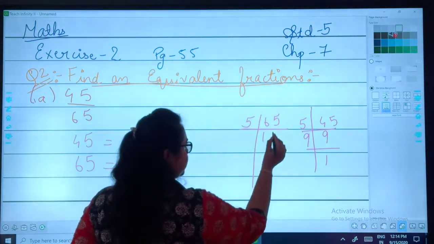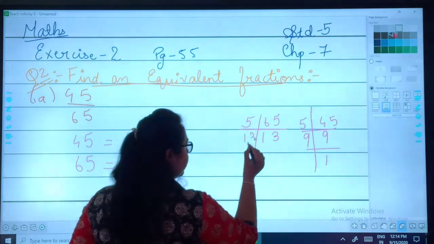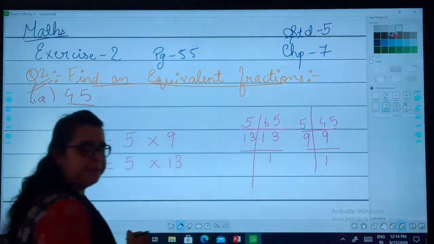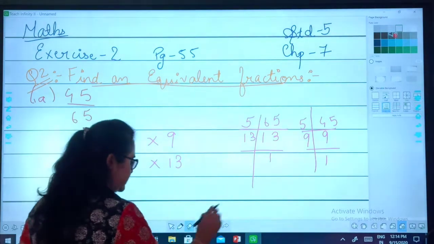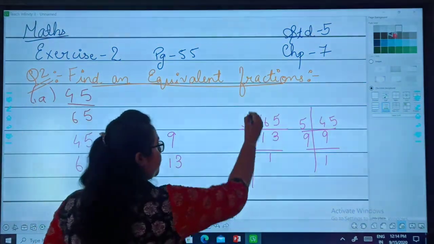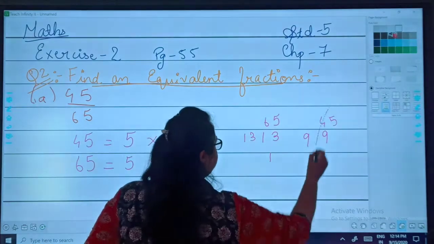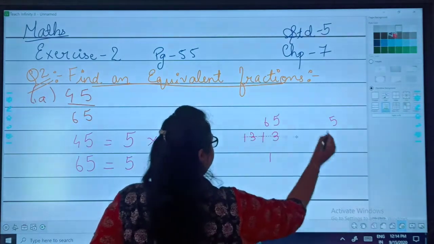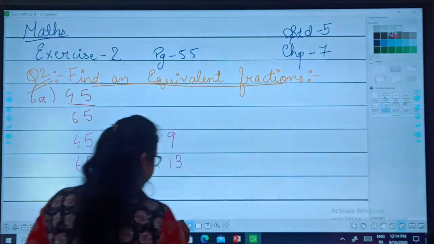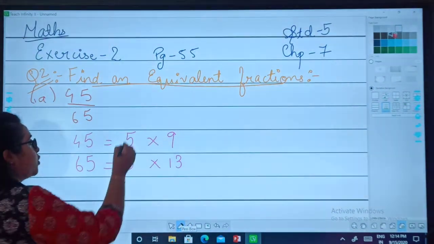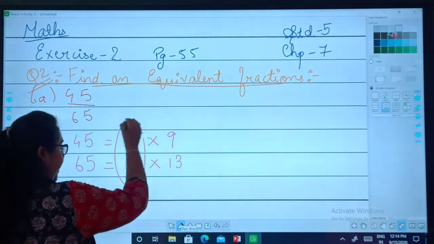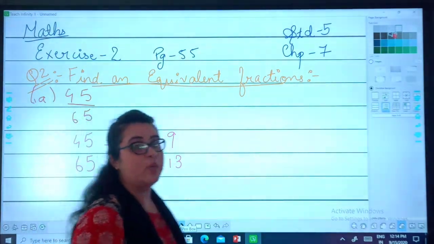5 13s are 13, 1s are... मुझे आंसर मिल गया, 5 into 13. So now I will erase this. It was just a rough work. Okay, now the common number is 5. So now I will divide this.